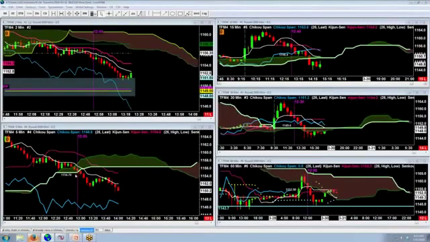So this way you're not going in blind thinking, okay, I'm going to get a runner, and then let's say price hits this bottom part of the cloud here on the 5-minute and then bounces, and you wind up with nothing on your trade.